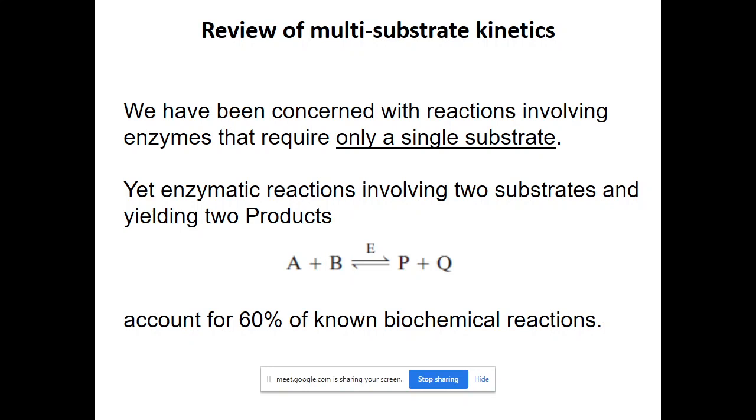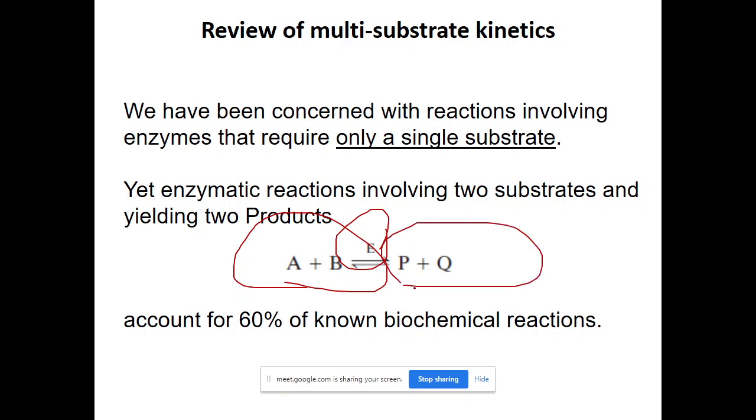Now, in biological systems, in more than 60% of the known biological reactions, there are two or more substrates and products involved. So to an enzyme, not one substrate but two substrates come and bind, eventually getting converted into two products. So that is what is seen here. There are two substrates here, A and B, binding to the enzyme E and resulting in the formation of two products, P plus Q.